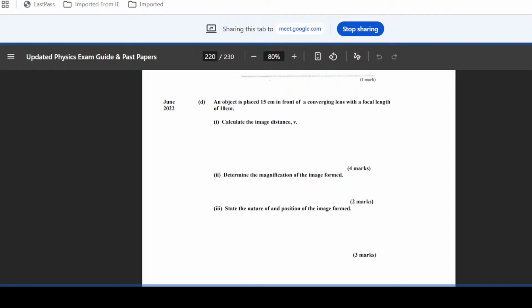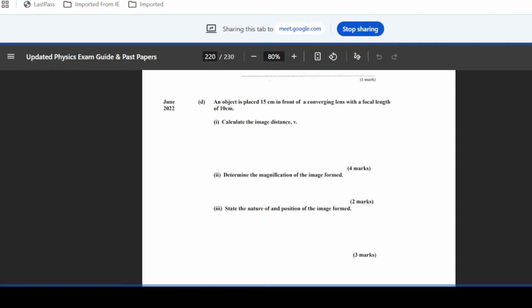Let me go back to the question. It was 220. Alright, so this says state the nature and position of the image formed. What did they want you to tell them here? When we calculated, we got an image distance of 30 and our magnification was 2.0. State the nature and position of the image formed.